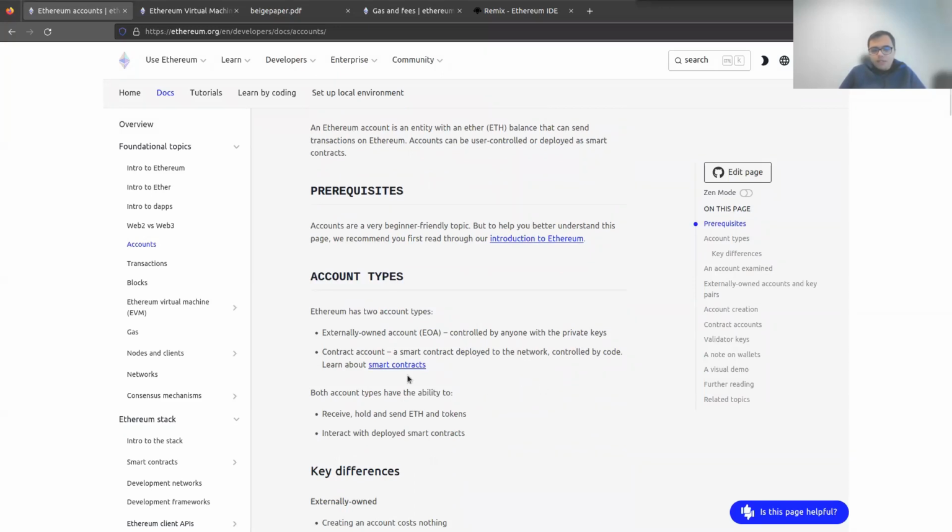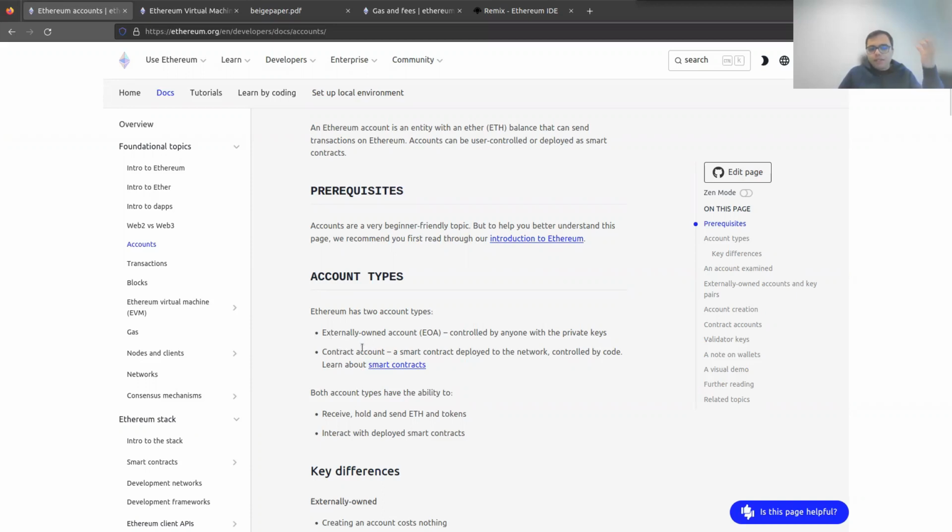We have what we call externally owned accounts. And this is basically the type of account that you know from Bitcoin. It's like someone who has a public key and they have the corresponding private key, and they can create transactions using the private key. So whenever someone wants to create transactions on behalf of an externally owned account, they have to provide the signature using the corresponding private key.